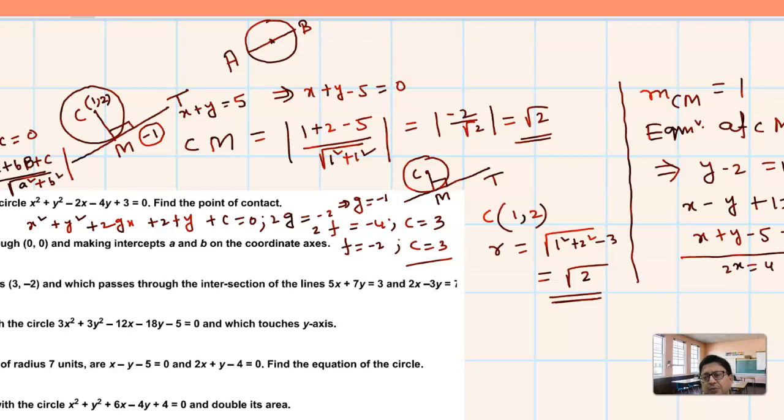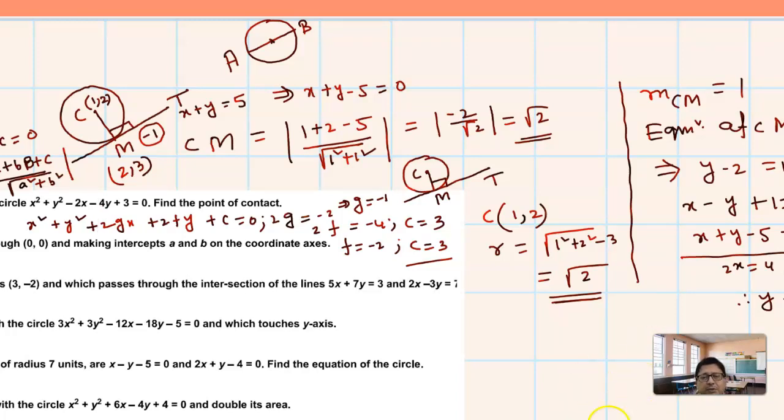So 2x equal to 4, x will be equal to 2. So y is going to be what? That is 3. So the point of contact will be equal to (2, 3). Okay. So this way you can find the point of contact between a tangent and the circle.